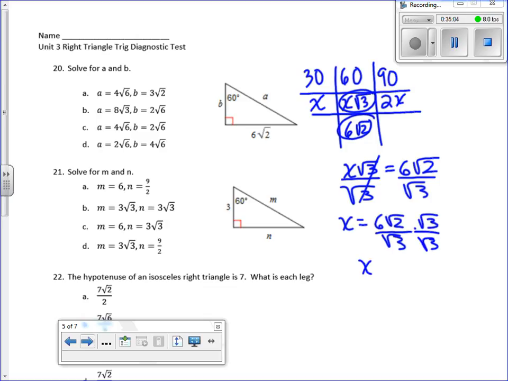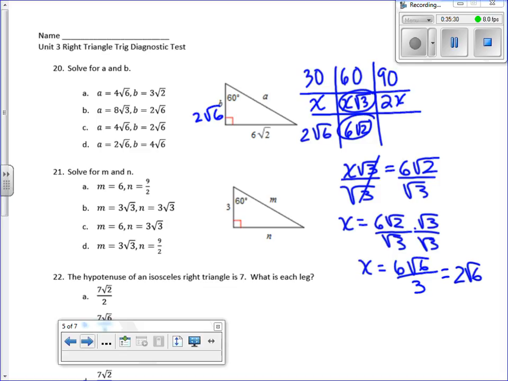And so this is going to give me 6 times radical 6 over radical 3 times radical 3, which is just 3, and that reduces to 2 radical 6. So I just found the length of the side opposite the 30-degree angle. All right. So I know that that would be B.